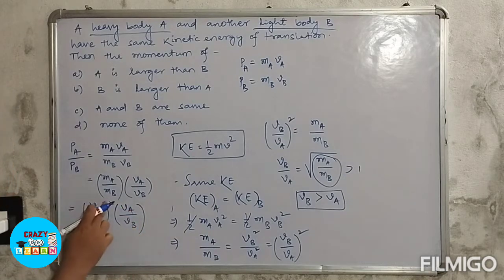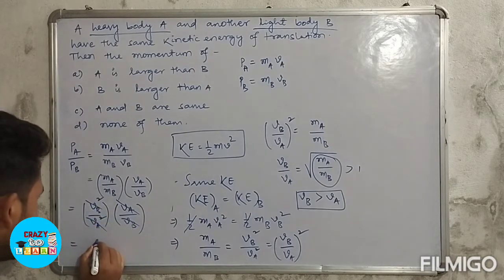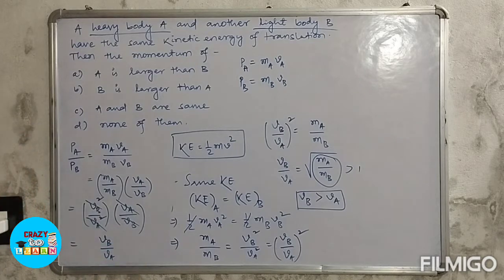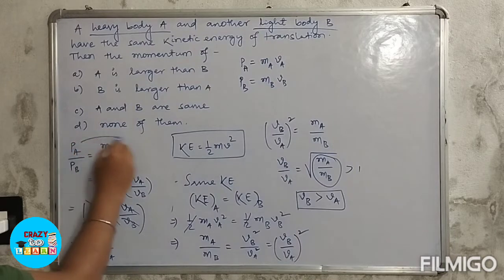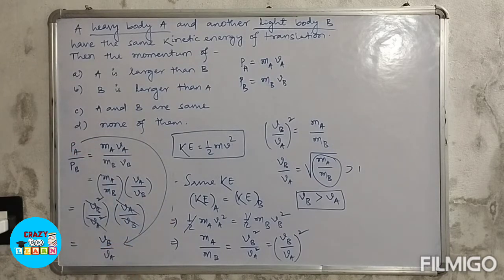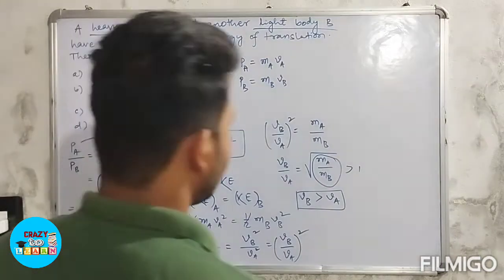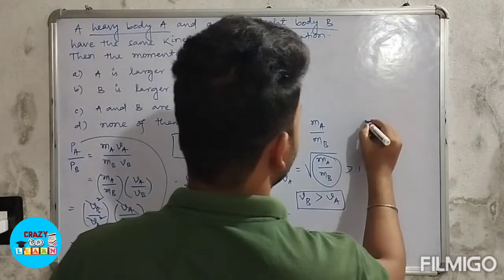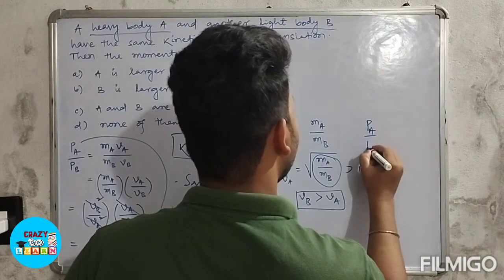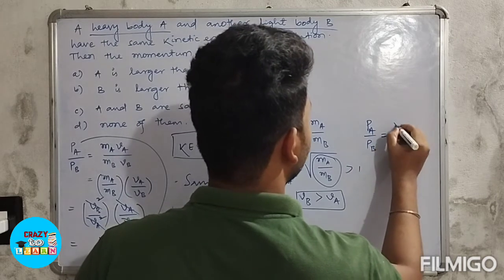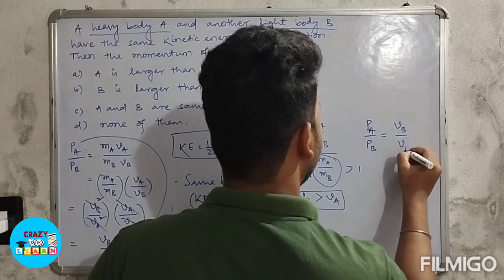Whole square means VB square by VA square. Just cancel VA and VB: one VB will be left and one VA will be left, so VB by VA. Clear? So for PA by PB, I am getting VB by VA. The PA by PB is equal to VB by VA.